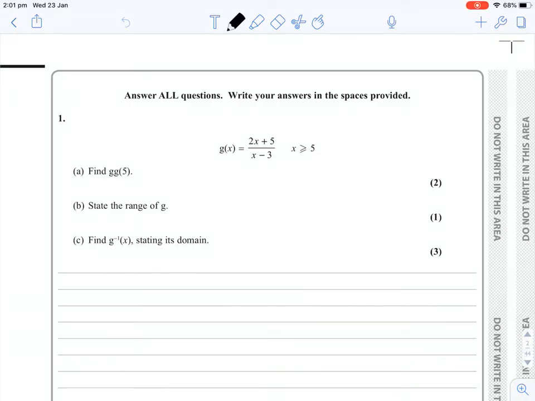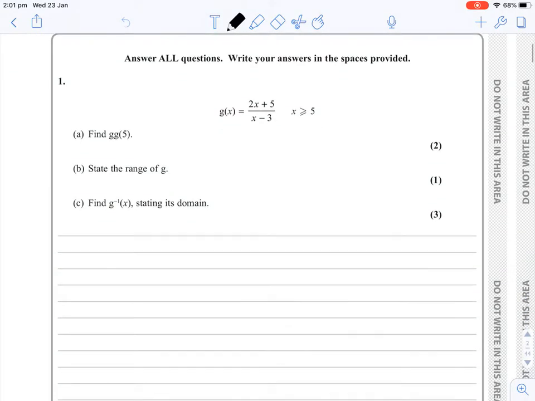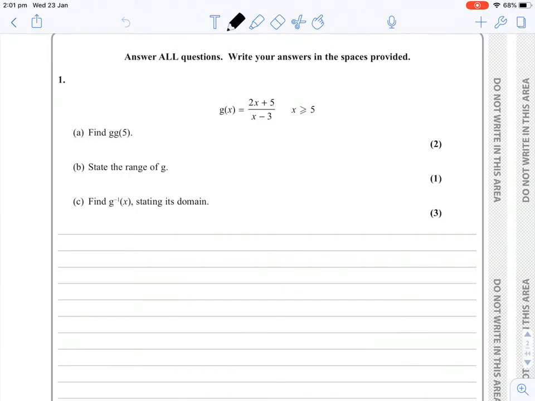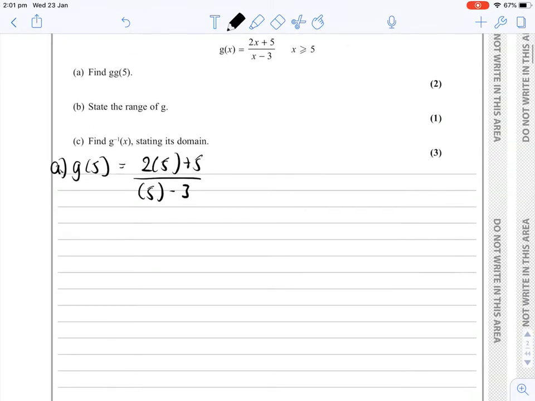So question 1a, find g of g of 5. So in order to do this, we simply sub 5 into g. So we've got g of x here, and so we replace the x with a 5. So we find g of 5. So this is going to be 2 lots of 5 add 5 over 5 take away 3. So therefore g of 5 is going to give us a value of 15 over 2.